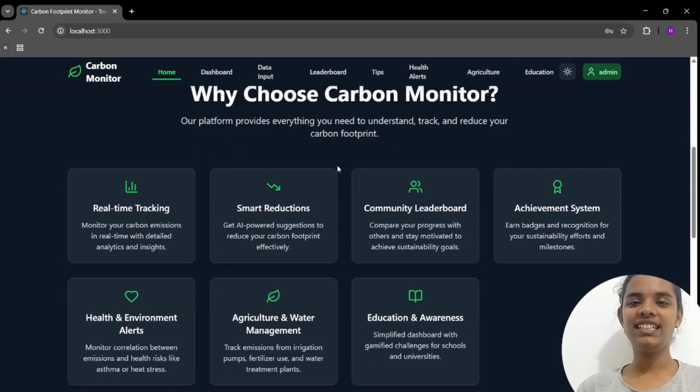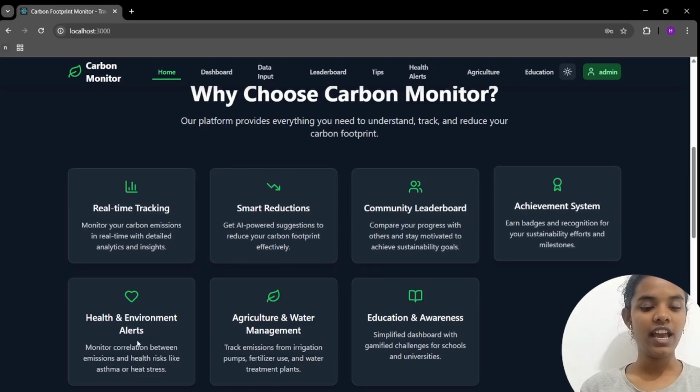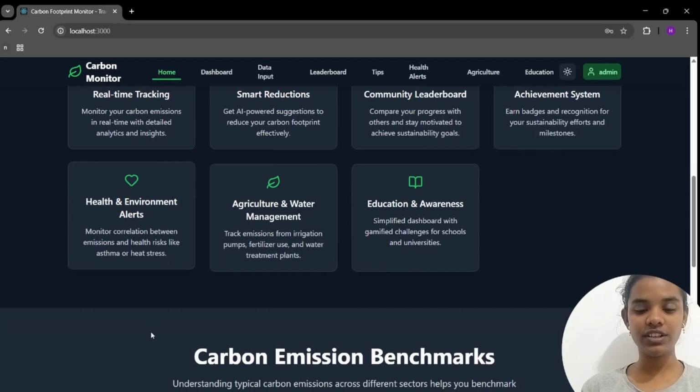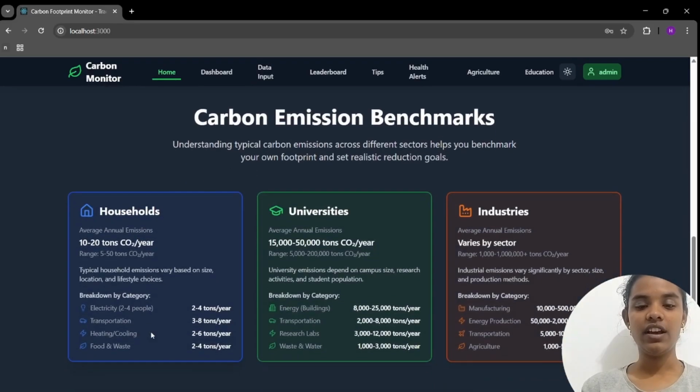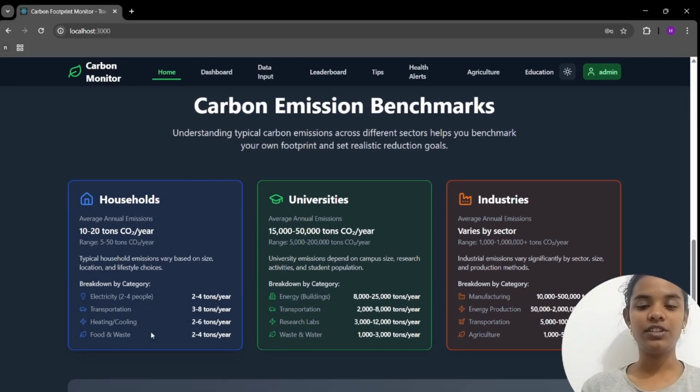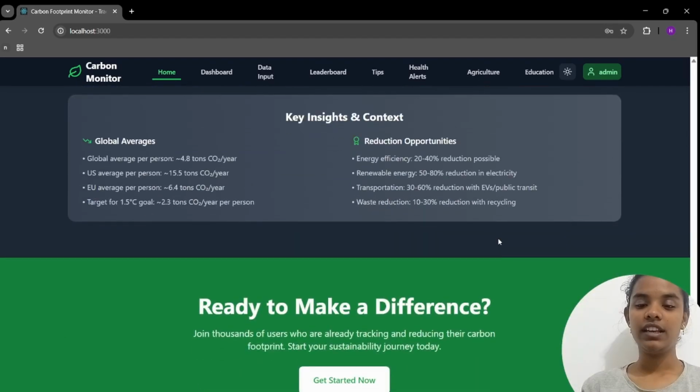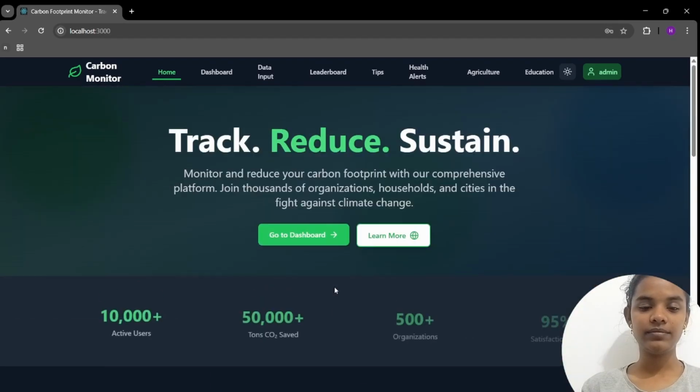So as you can see, these are the perks of our website. We have real-time tracking, smart reductions, community leadership, achievement systems, health alerts, agriculture and water management, and education awareness. What are the benchmarks of carbon emissions? For example, a household produces 10 to 20 tons of CO2 per year. For universities it's different, and for industries it's different. Key insights and contexts are here.